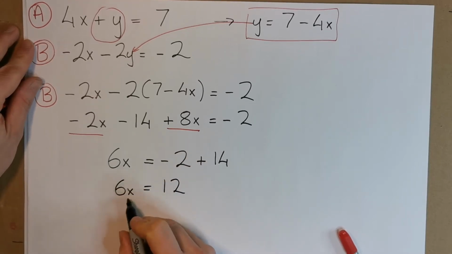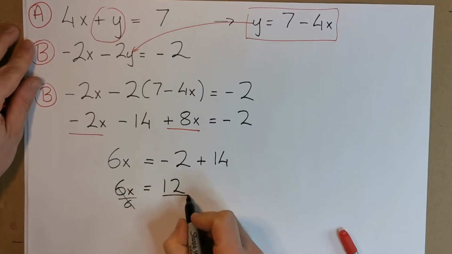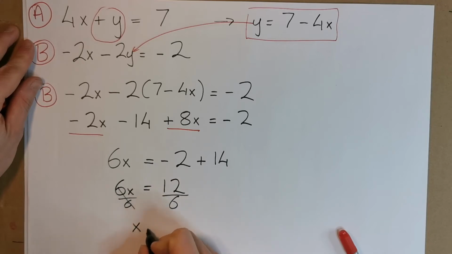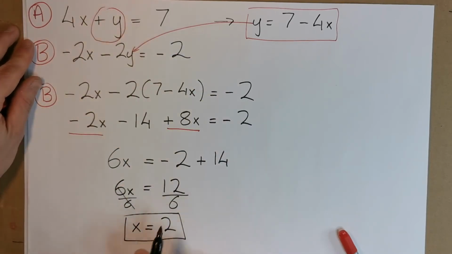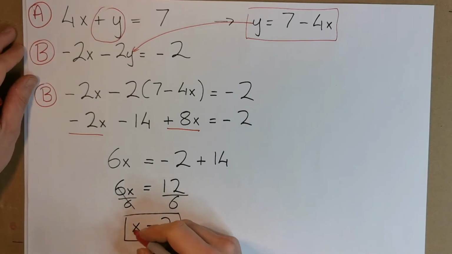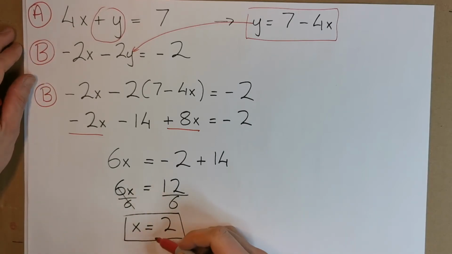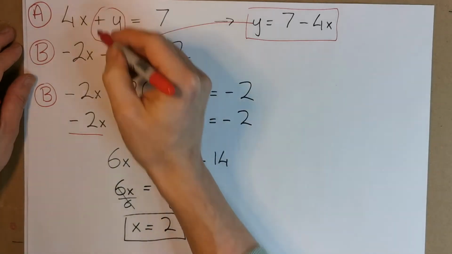And then, of course, we just divide both sides by 6 to get rid of that 6 with x. That gives us x is equal to 12 divided by 6, which is 2. So we've got a solution for x, and we can put this solution back into one of the original equations. If you remember in method 1, that's what we said. When we get our solution for a variable, we'll put it back into one of the originals.